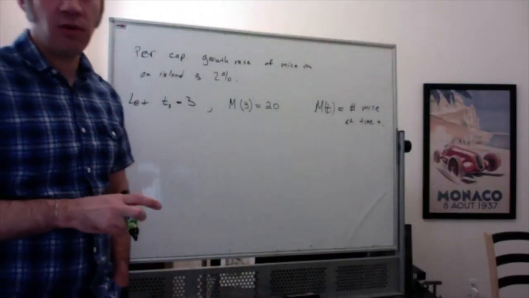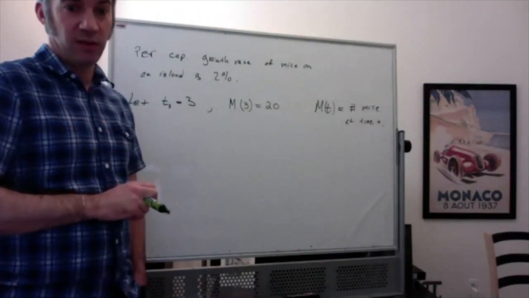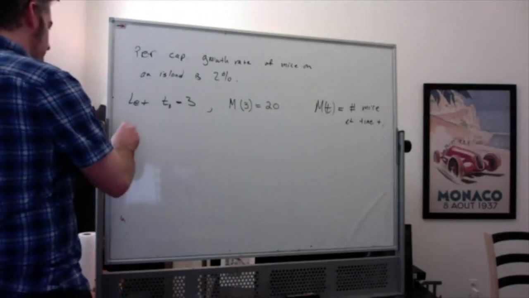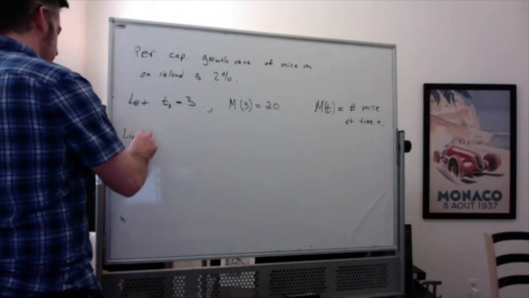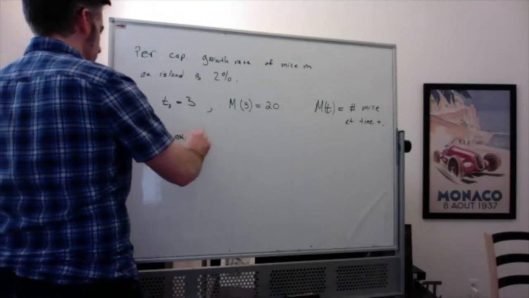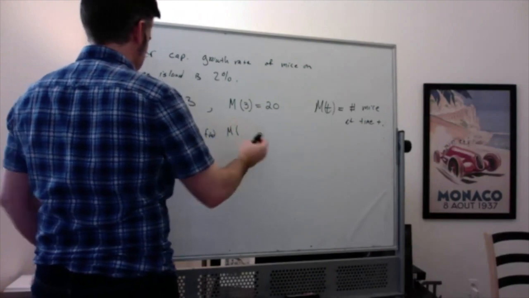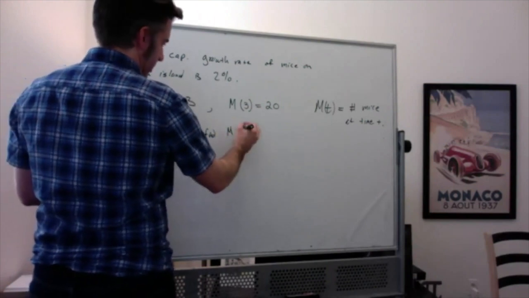Use a linear approximation to estimate the number of mice when time is equal to 3.1. So linear approximation to approximate the number of mice at time equal to 3.1.